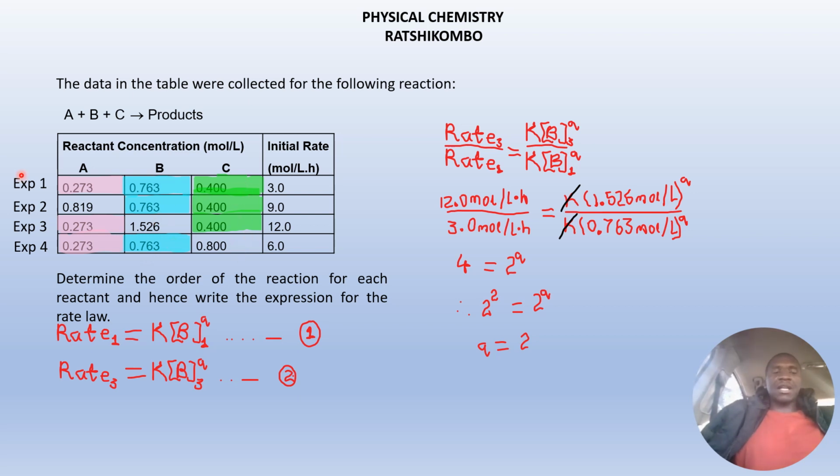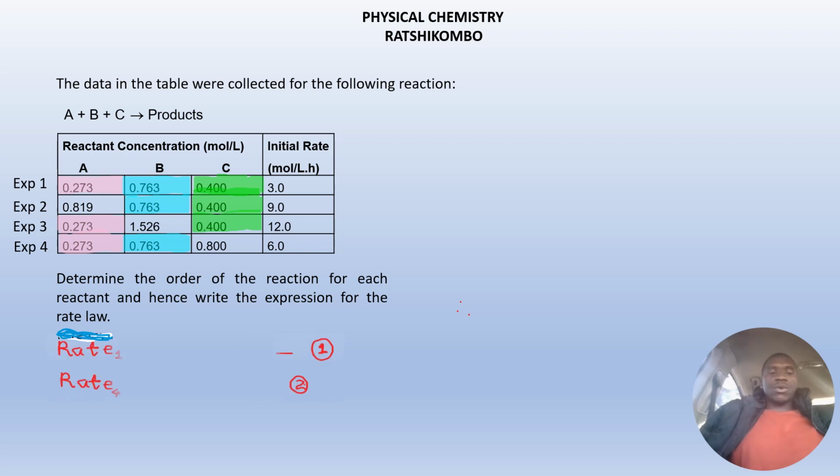So this simply means that for experiments 1 and 4, the change in the rate must be due to the change in what? In C, or the concentration of C. So without any waste of time, let's quickly work this one out. We are going to start with the same procedure that we just applied here, whereby we now focus on experiment 1 and experiment 4 in terms of C, obviously. So this is what we are going to have.